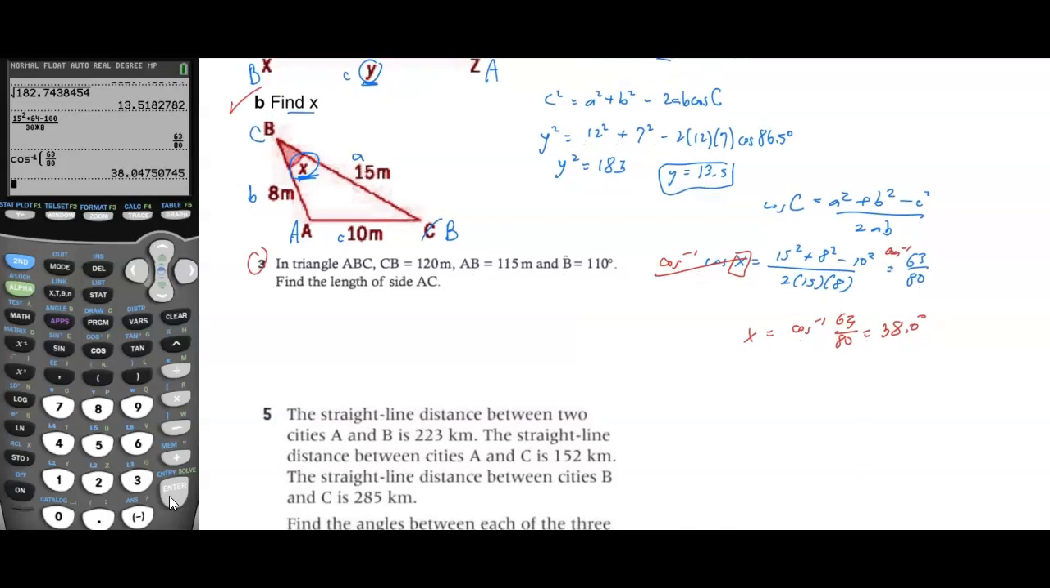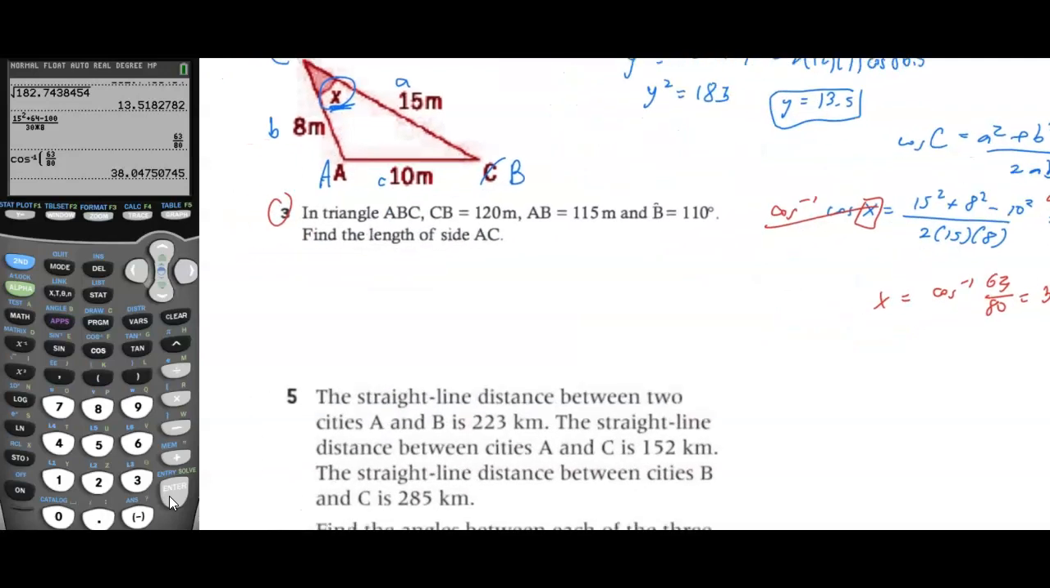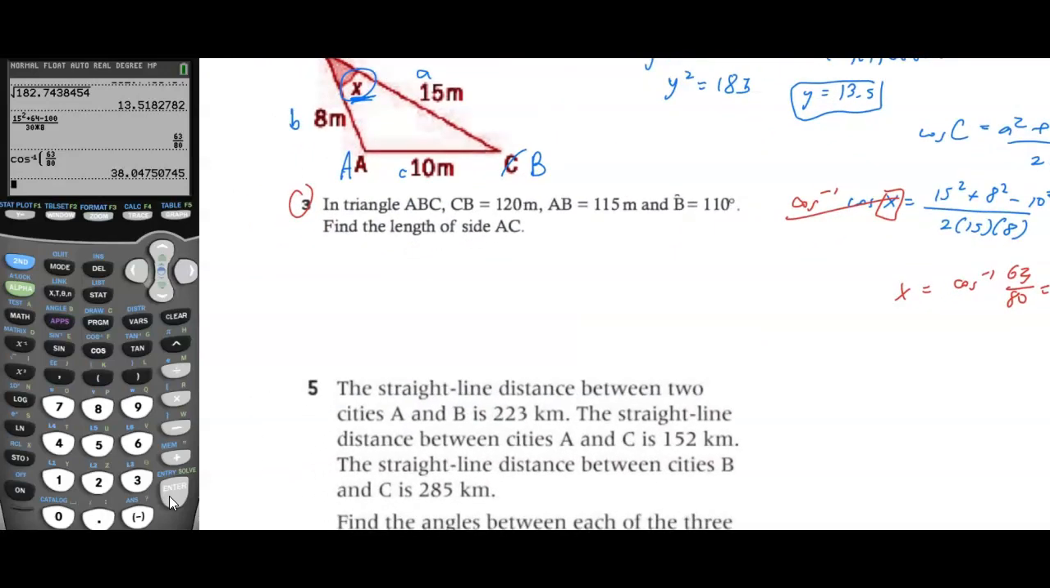Let's do this one. In triangle ABC, CB is 120, AB is 115, and angle B is 110 degrees. Find the length of side AC. This is only difficult because we need to draw the whole triangle. Let's draw the whole triangle. I didn't mean to make that look like a right triangle. Let's erase one side so that it doesn't look so much like a right triangle.